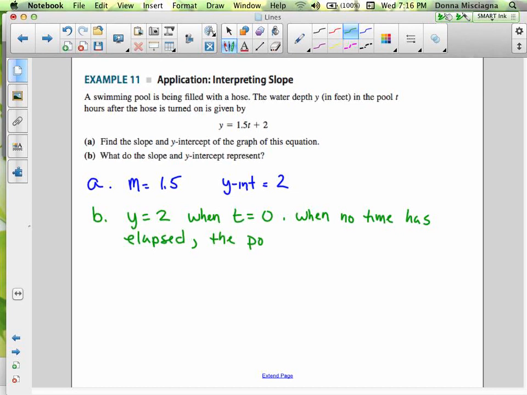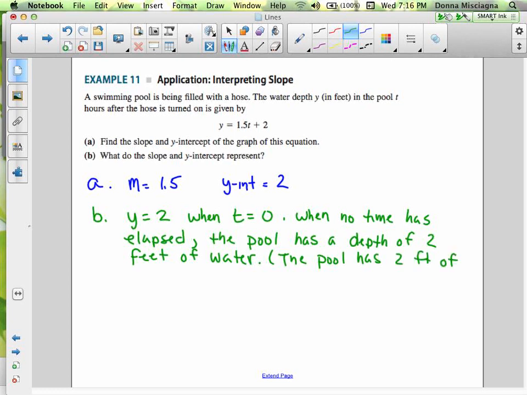since y is referring to water, right? Y is the depth of the water. The pool has a depth of 2 feet of water. Right? So that's the starting amount of water. So the water, before we start filling the pool up, right? So the pool has 2 feet of water before we begin filling.